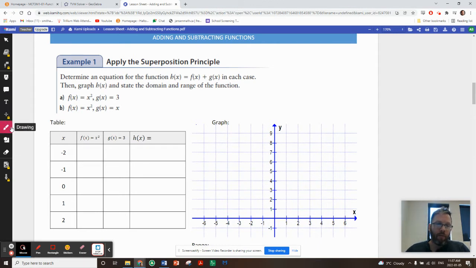So for our first one, we're using f of x equals x squared, g of x equals 3. And we're looking at the combined effect of adding those two functions together. Well, it shouldn't be shocking, the equation for the sum of those two functions, f of x plus g of x, is just going to be x squared, that's f of x, plus 3. That's it. And that's actually a quadratic function.